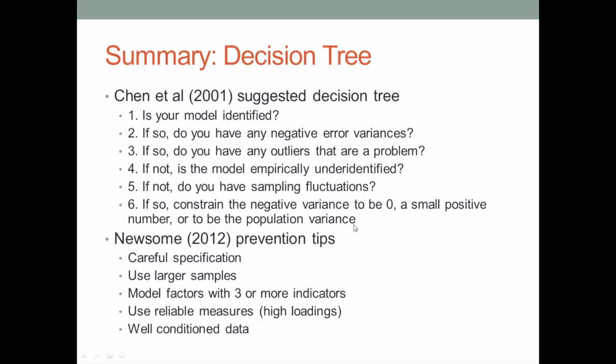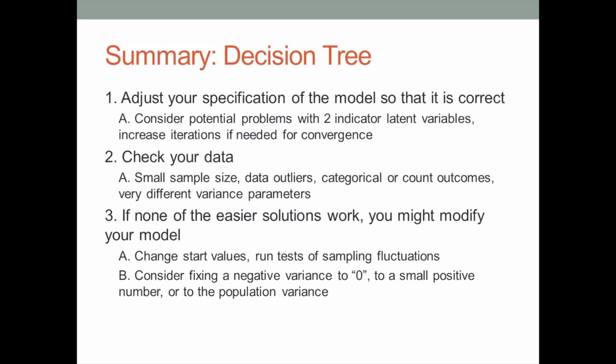I'm really hesitant to constrain negative variances to be 0. I think that can be done, especially if they're close to 0, and you see that more commonly done in growth mixture approaches or mixture situations where you constrain the variance within a given mixture group to be 0. But in general, I would steer you away from doing that. Newsom suggests careful specification, use larger samples, model factors with 3 or more indicators, use reliable measures with higher loadings, and use well-conditioned data. I think you avoid a lot of problems doing that.